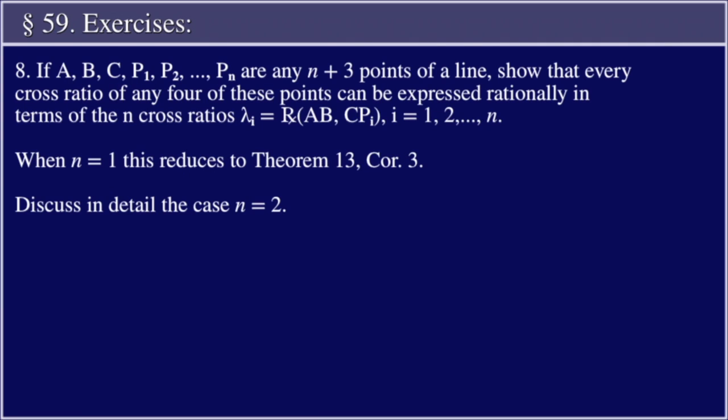8. If A, B, C, P1, P2, ..., Pn are any n plus 3 points of a line, show that every cross ratio of any 4 of these points can be expressed rationally in terms of the n cross ratios lambda sub i equal to the cross ratio R of AB, C Pi, where i equals 1, 2, ..., n. When n equals 1, this reduces to Theorem 13, Corollary 3. Discuss in detail the case n equals 2.